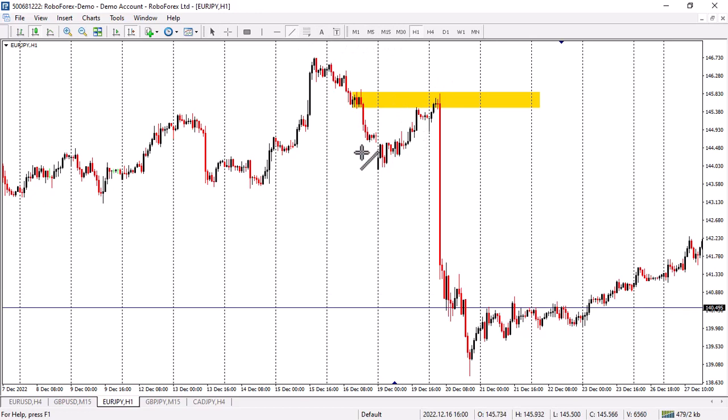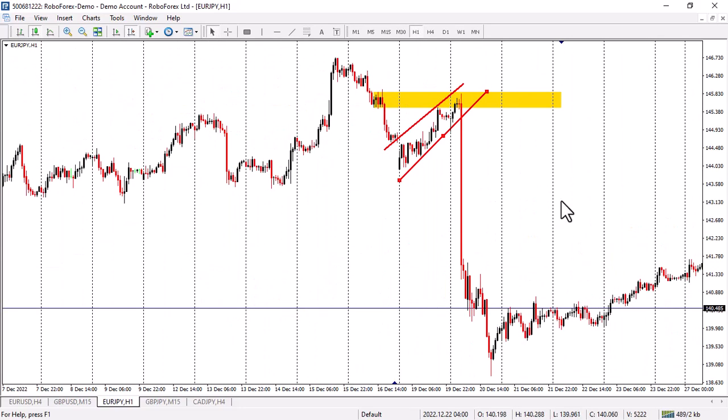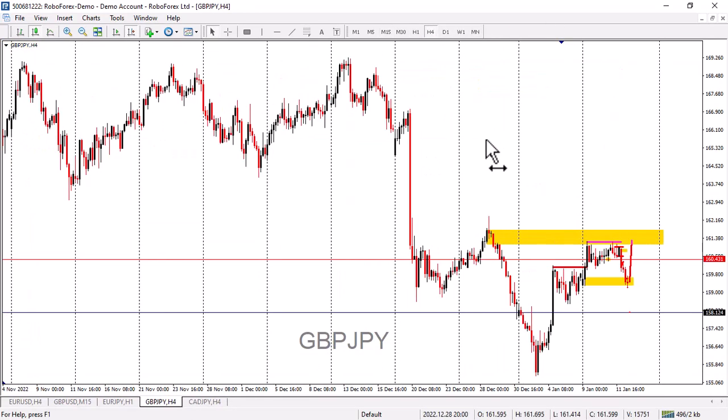So this is the consolidation that you should see when you are analyzing your charts on the H4. So if it's not clear on the H4, go down to the H1 and really get the best from your analysis. So this is what you are seeing.